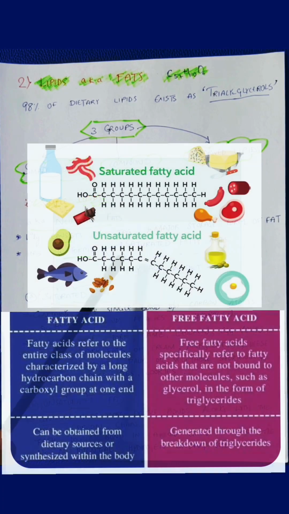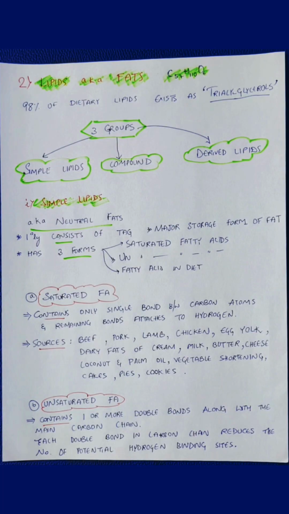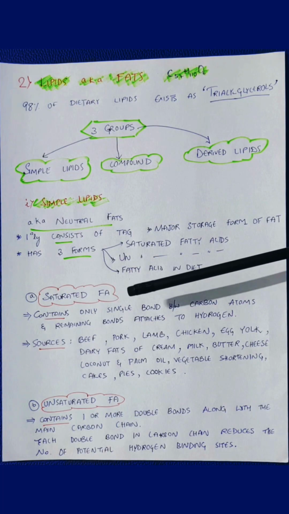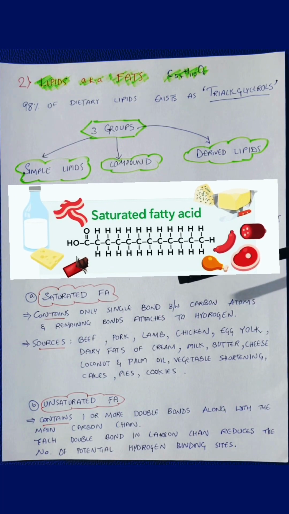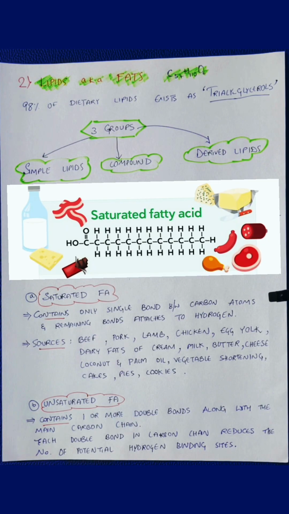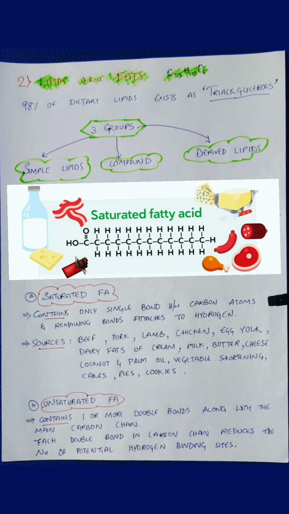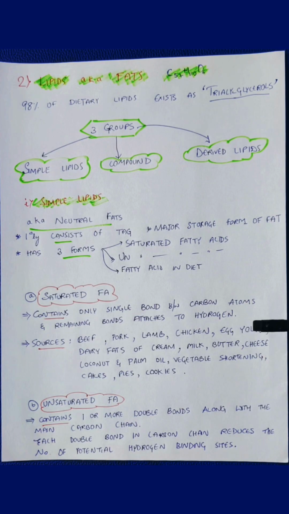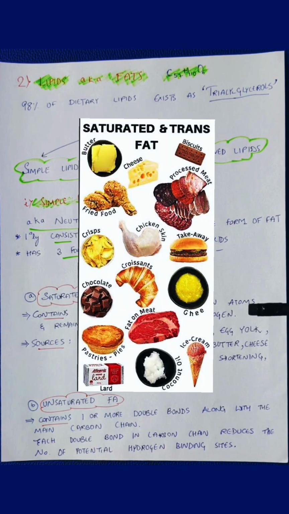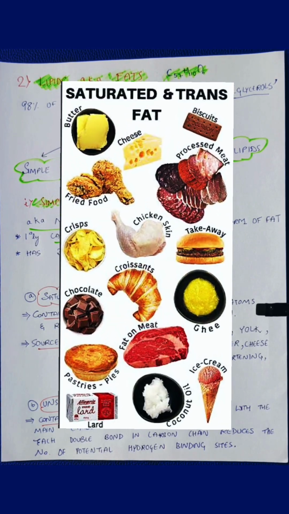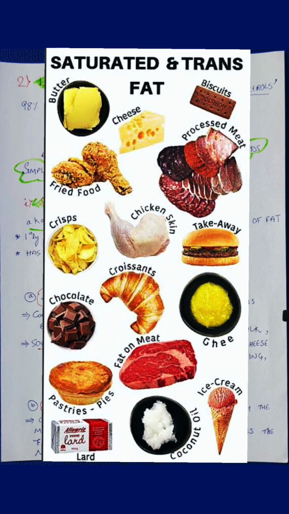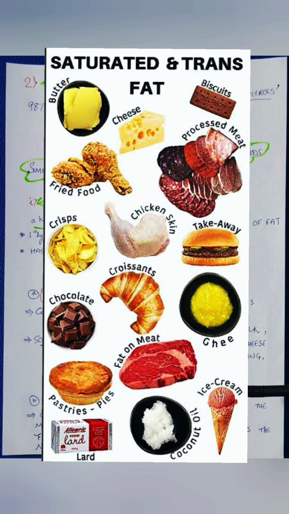and are also the major storage form of fat. They have three forms: saturated fatty acid, unsaturated fatty acid, and fatty acid in the diet, that is dietary fatty acid. Coming to saturated fatty acid, they contain only single bonds between carbon atoms and the remaining bonds attach to hydrogen. What are its sources? Beef, pork, lamb, chicken, egg yolk, dairy fats of cream, milk, butter, cheese, coconut oil, palm oil, vegetable shortening, cakes, pies, cookies.